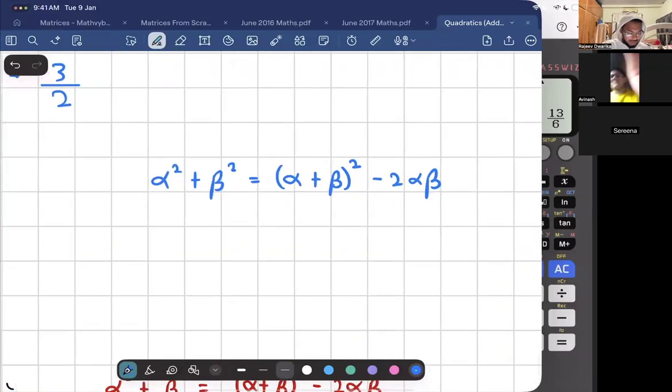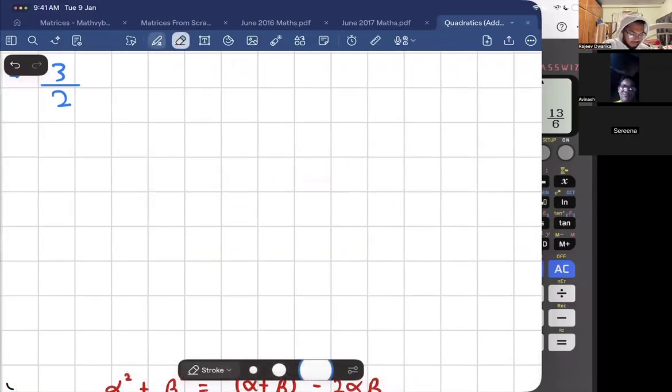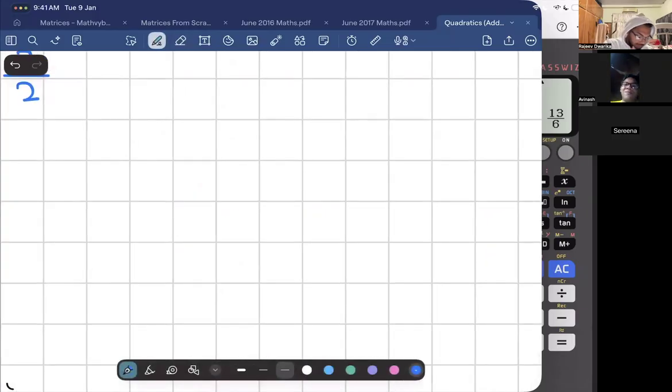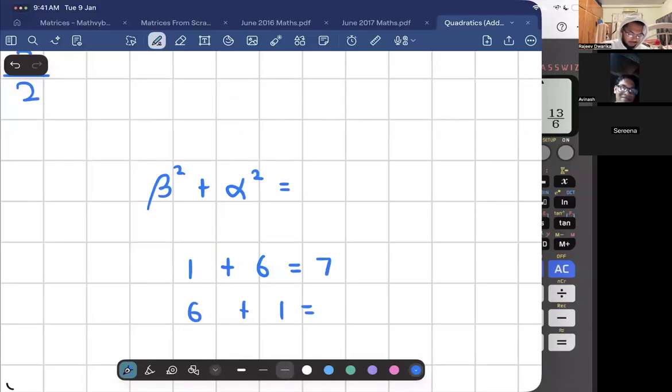Right, so Avinash, let's do it again. You need to have this locked in. If you see beta squared plus alpha squared, what is that equal to? First things first, Avinash, if I had 1 plus 6, what would that be equal to? Seven. Okay, if I had 6 plus 1, what would that be equal to? Seven. Okay, so beta squared plus alpha squared is the same thing as what?